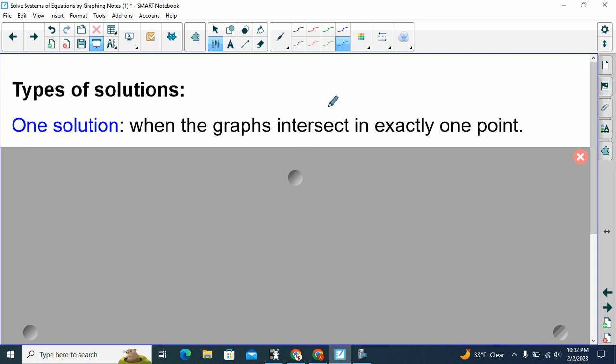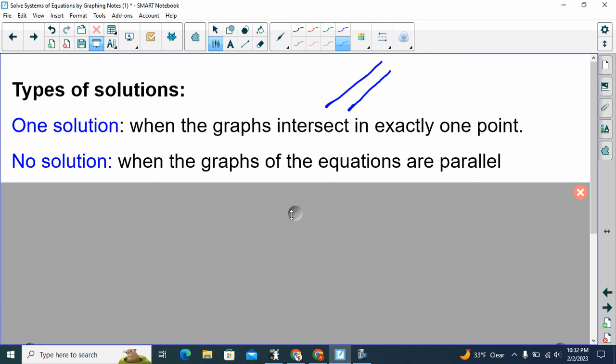It's also possible that I graph the first line and it looks like that, and then I graph my second line and it never crosses the first line. I have parallel lines. Remember, that would happen if they have the same slope. If that's the case, there is no solution. We would graph the 2 lines, and then we would state that the system has no solution. No solution will occur when the graphs of the equations are parallel, when they never cross each other.